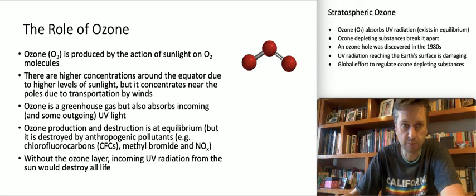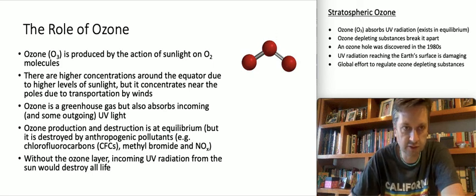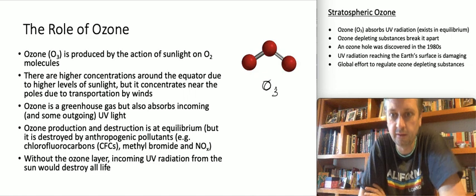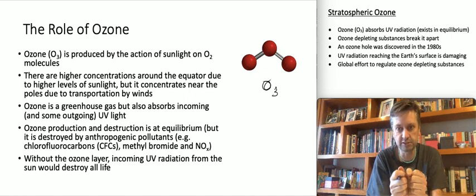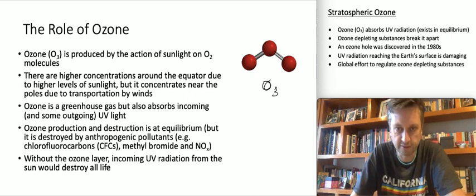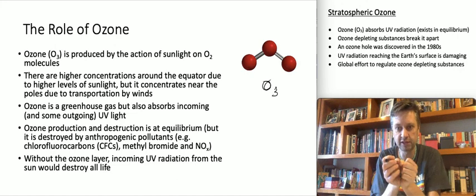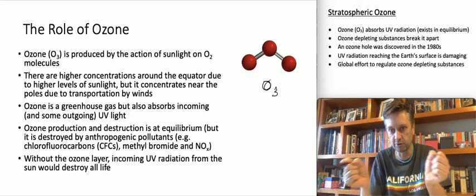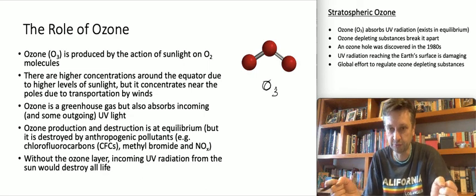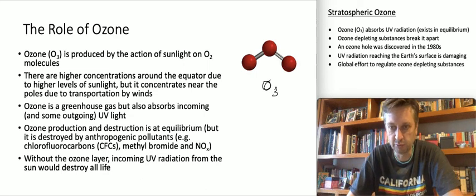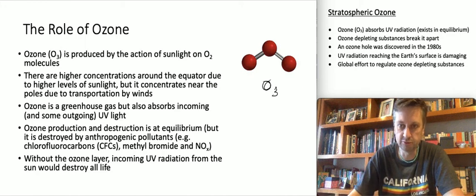Ozone is a molecule that consists of 3 oxygen atoms, so therefore we can write it as O3. Under normal conditions, it exists as these three atoms bonded together. And UV radiation, again under normal conditions, breaks ozone down, but it reforms in equilibrium. And as long as that equilibrium is unchanged, there's no problem.